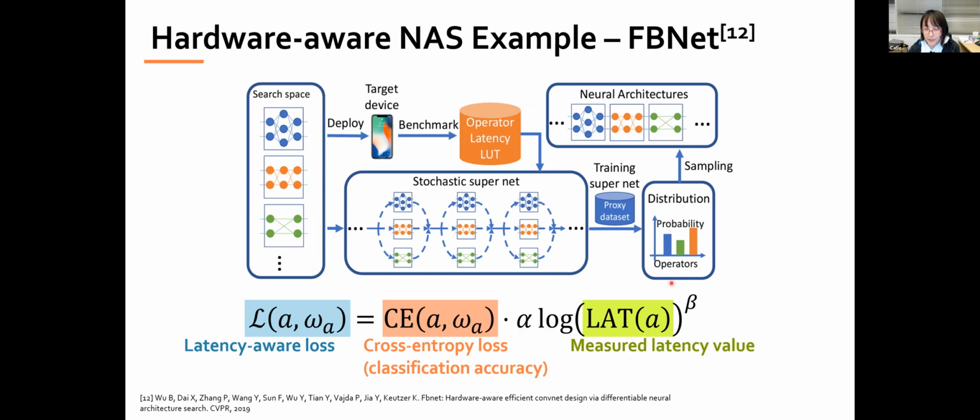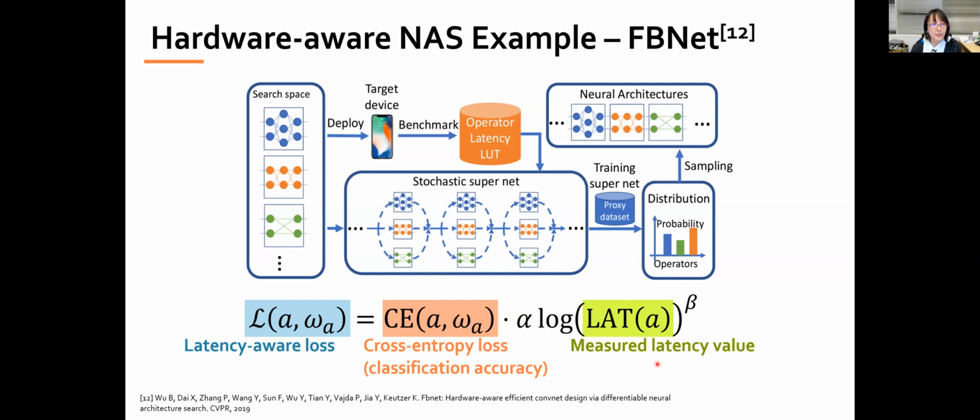And then what else do we have? We have this latency value. By multiplying this one and this one together, we now get a latency aware loss that we want to minimize. So by nature, if we are optimizing this objective function, we are by default looking for a hardware friendly NAS, because both terms have to be optimized.